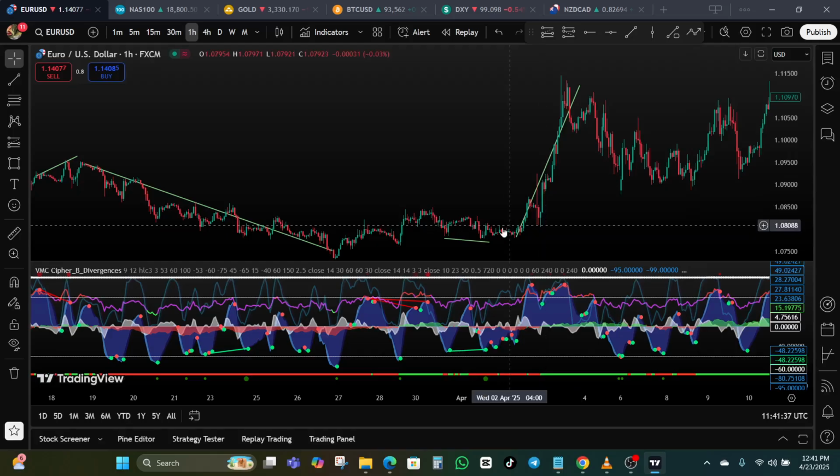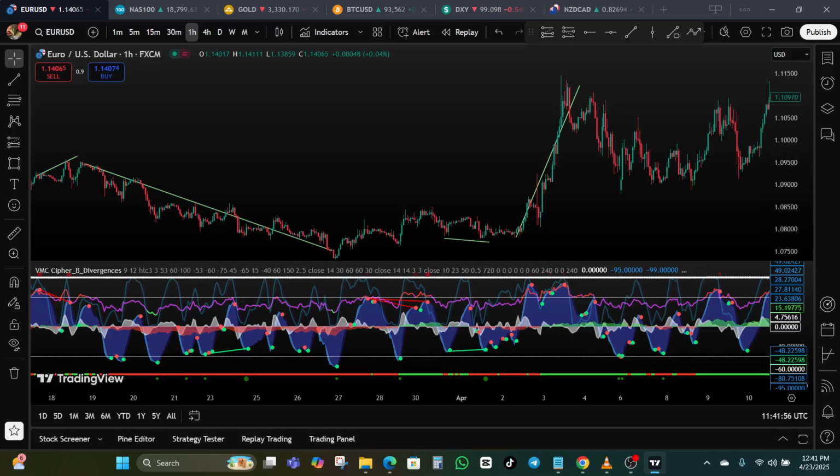So had you spotted this bullish divergence on time and gotten your confirmation and entered the trade, you would have enjoyed this move to the upside. Okay. Now, the next step is price action confirmation.